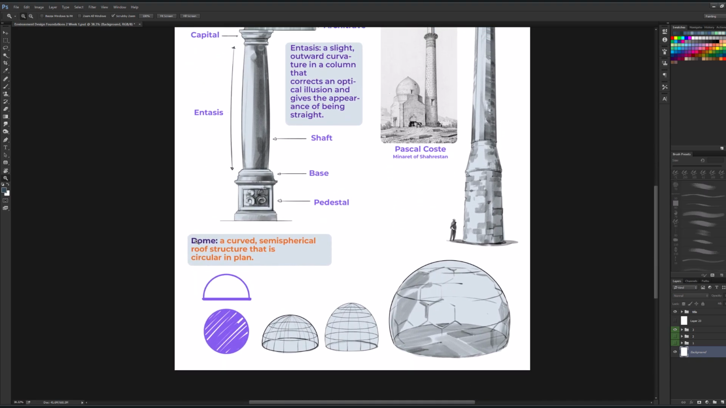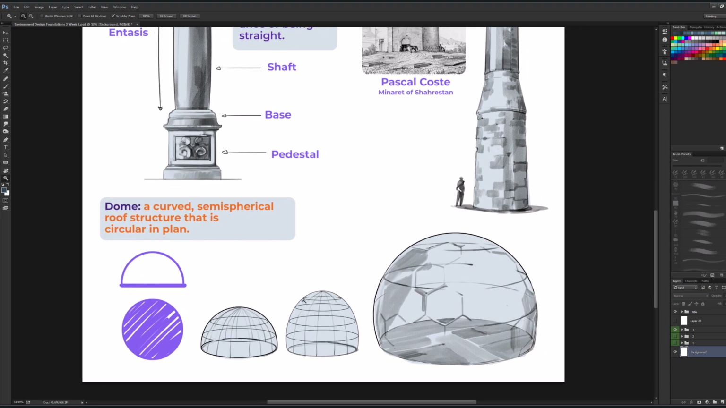The last part we're going to talk about is the dome, which is a curved, semi-spherical or hemispherical roof structure that is circular in plan. Okay, so the plan of it here at the bottom is circular. This is how it looks. This is the plan here, and this is the actual volume from the side view. Here you can see a couple of different domes going on. Some of them are taller and more ovoid in shape, and some of them are more circular. So this is all you have to understand about the dome.